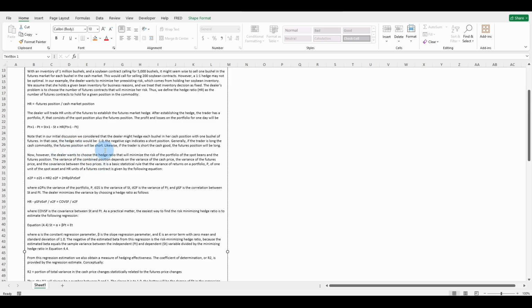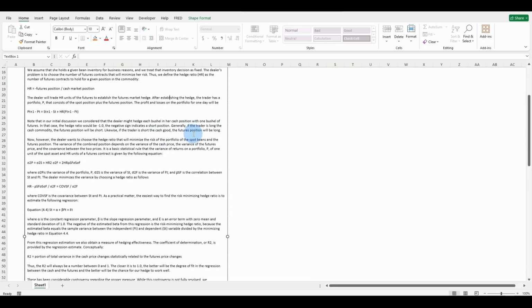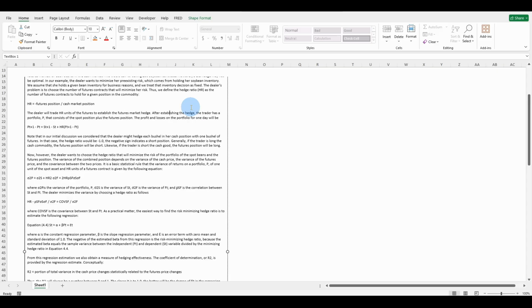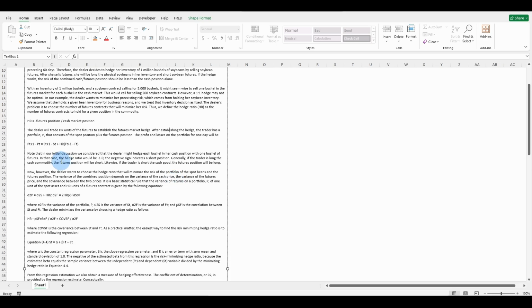Note that in our initial discussion, we considered that the dealer might hedge each bushel in cash with 1 bushel of futures. In that case, the hedge ratio would be -1. The negative sign indicates a short position. Generally, if the trader is long the cash commodity, the futures position will be short. Likewise, if the trader is short the cash good, the futures position will be long. Think about that. Why is that the general rule? Think for a second. Does this position actually represent the commodity? In the long position, the soybean person is holding the soybean, so yeah.